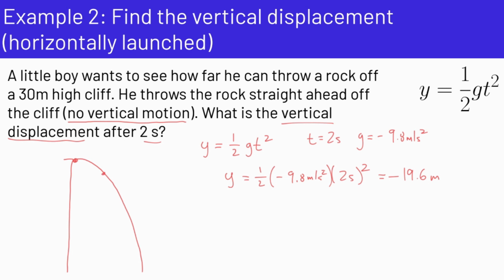So if we draw a little diagram again, we've got our cliff face, we've got our rock, so that's 1 second, there's 2 seconds, 3 seconds, 4 seconds. So this distance between 1 and 2 seconds here is negative 19.6 meters.